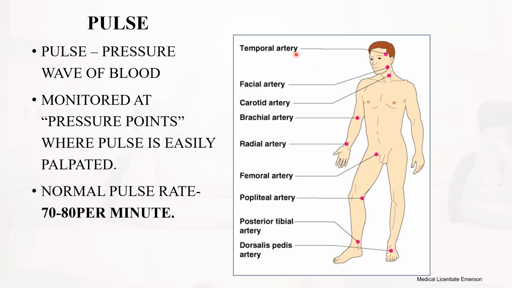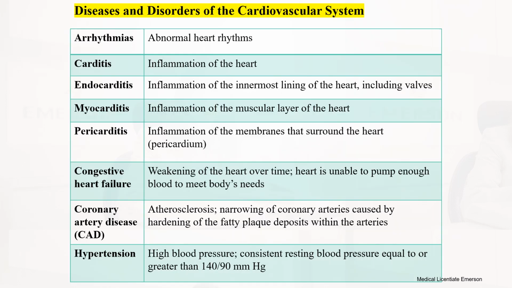You can measure on the temporal arteries, the facial artery, carotid artery, the brachial artery, the radial artery, femoral artery, popliteal artery, posterior tibial artery, and the dorsalis pedis artery. These are the pressure points where you can measure pulse. Then some diseases and disorders of the cardiovascular system that we can have.